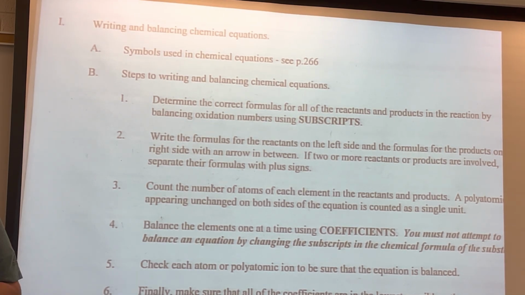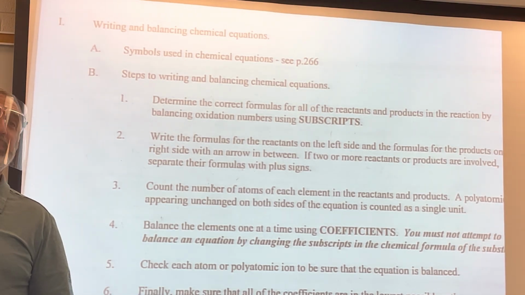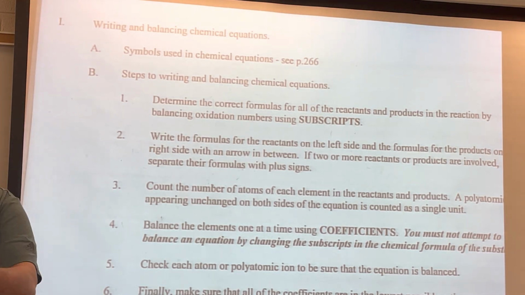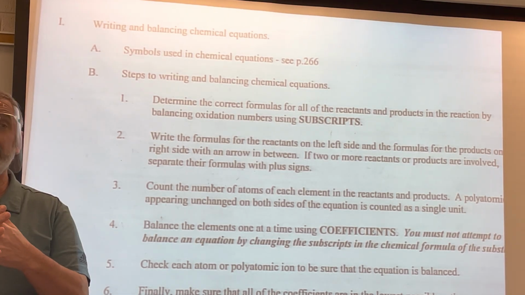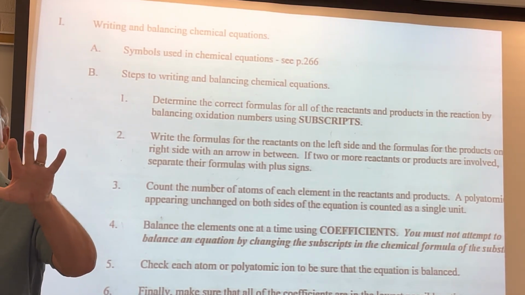Then we're going to practice taking a word equation into a formula equation. That's where we're going to use all of what we learned in naming, and apply the naming and then put the compounds together to make a reaction. Once we get to that, we're going to look at 5 different types of reactions.